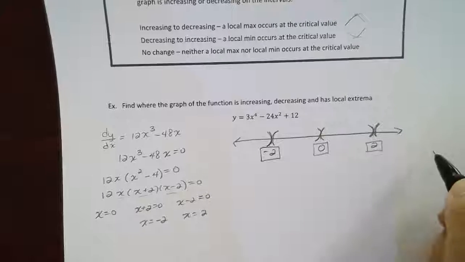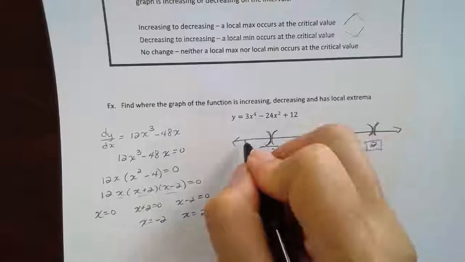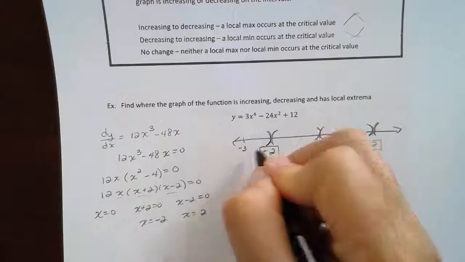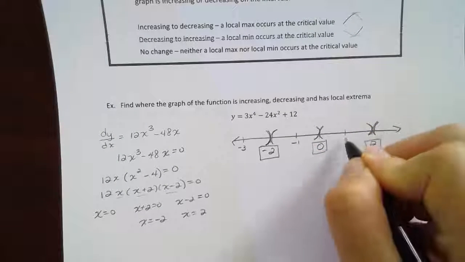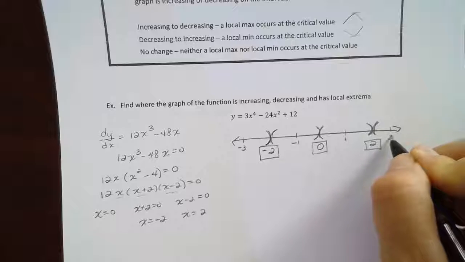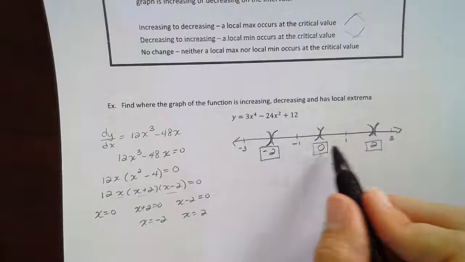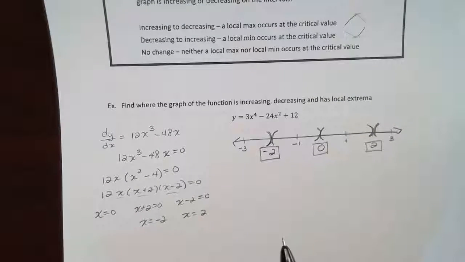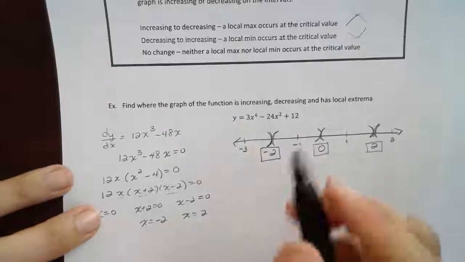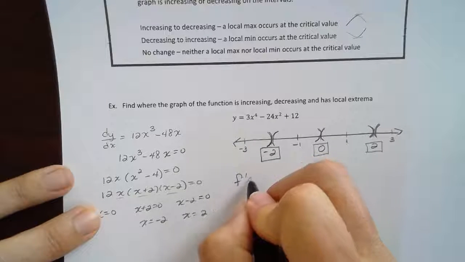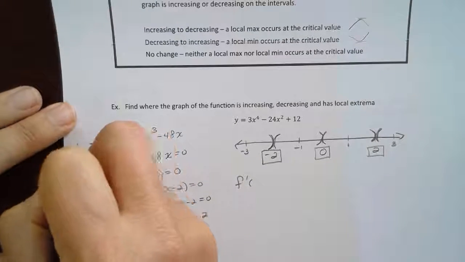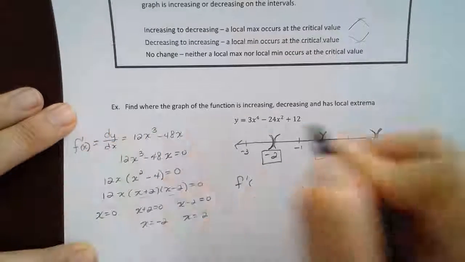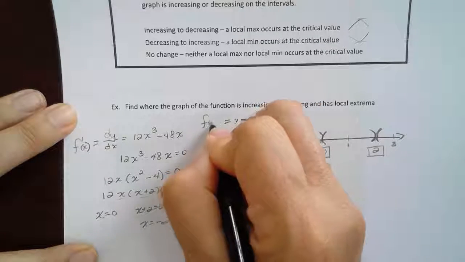We need test values. We want nice numbers to work with. So we'll pick negative 3 as a test value, negative 1, positive 1, and positive 3. These are going to be the little x values that we're going to plug in to determine whether we're increasing or decreasing on these intervals. So then f prime, or dy dx evaluated at, let's go ahead and let this be f prime of x. This notation is easier to work with. Let this be f of x.